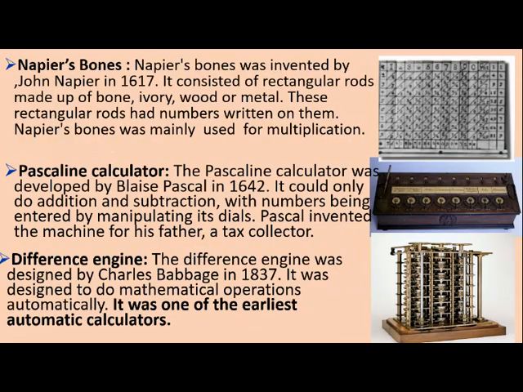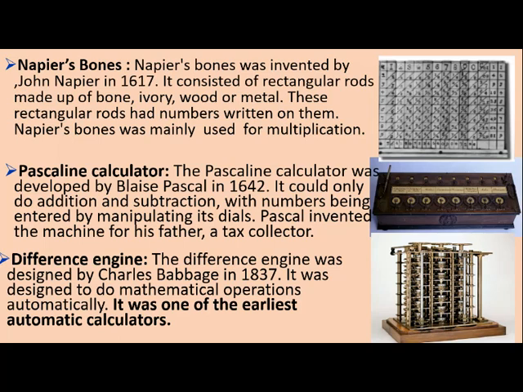Napier's bones. Napier's bones was invented by John Napier in 1670. It consists of rectangular rods made up of bone, ivory, wood, or metal. These rectangular rods had numbers written on them. Napier's bones was mainly used for multiplication. It is shown in the figure. Pascaline calculator. The Pascaline calculator was developed by Blaise Pascal in 1642. It could only do addition and subtraction with numbers being entered by manipulating its dial. Pascal invented the machine for his father, a tax collector.